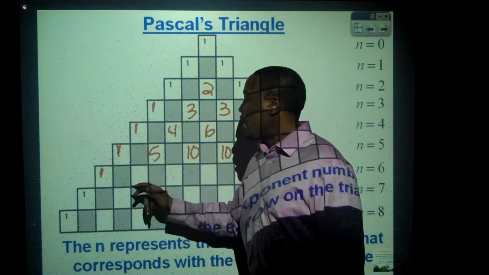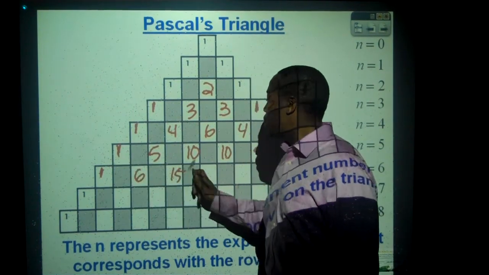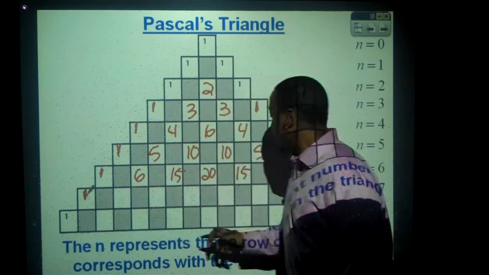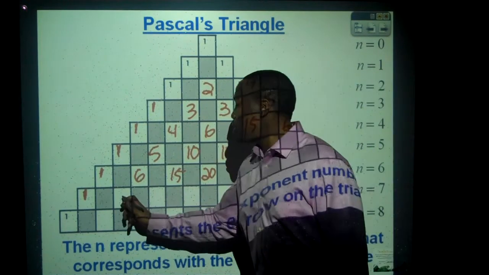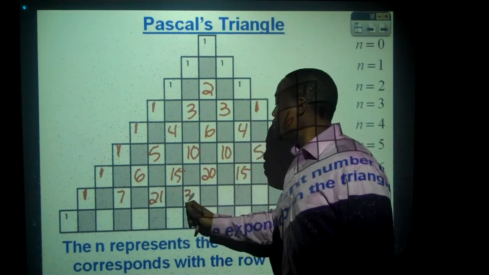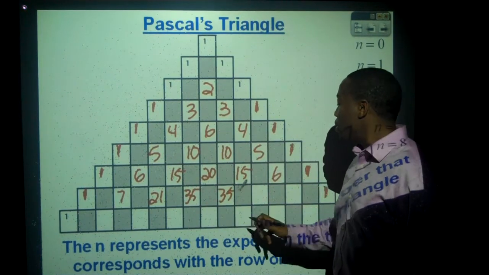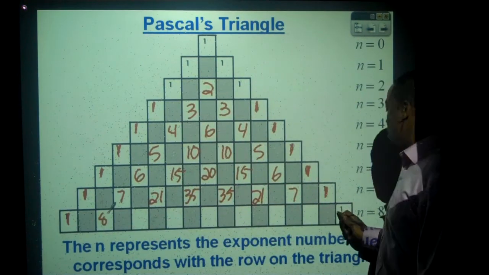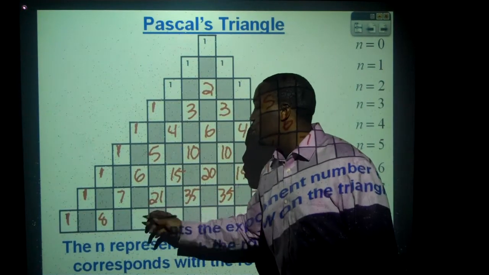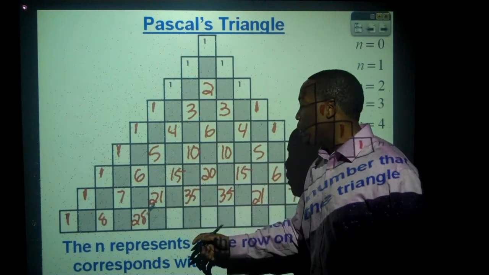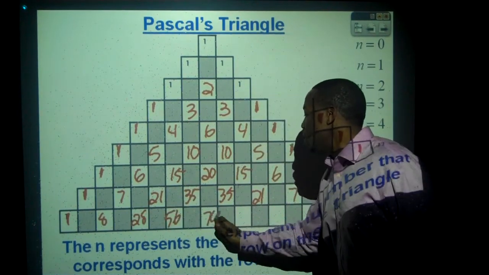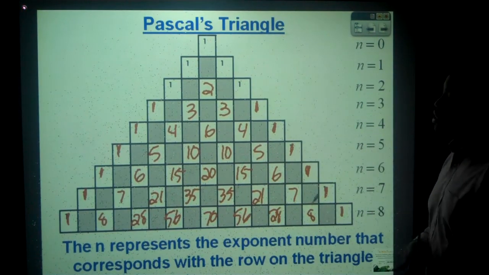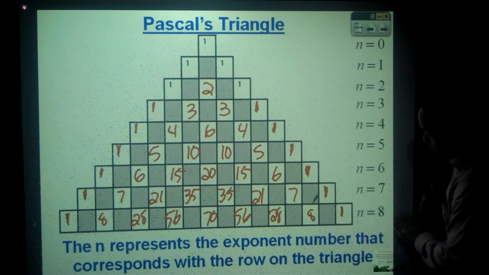Right? Put a 1 on the outside, add the middle. So we get 6, 15, 20, 15, 6. Put a 1 on the outside, add what's in the middle. So that'd be 7, 21, 35, 35, 21, 7. Put a 1 on the outside, add the middle. 1 on the outside, add the middle. So 28, and that would be 56, 70, 56, 28, and 8. Now, as you see, you've made the path of the triangle, and we can keep going.